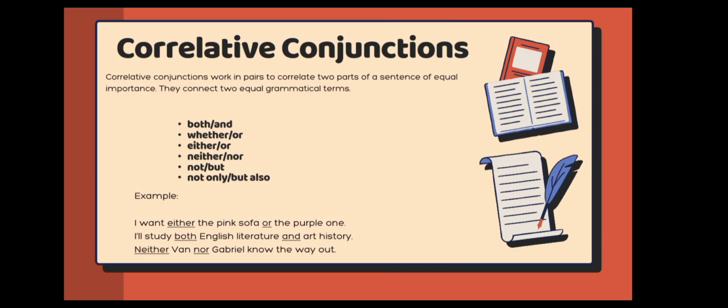And so the last is the correlative conjunctions. Correlative conjunctions work in pairs to correlate two parts of a sentence of equal importance. They connect two equal grammatical terms. In other words, these are just pairs of words that work together to create parts of a sentence. They make sure that two ideas, things, or actions are balanced and related. It's like a tag team in grammar. Each part of the pair supports the other to show a connection. So it's pretty much understandable, just like the others.